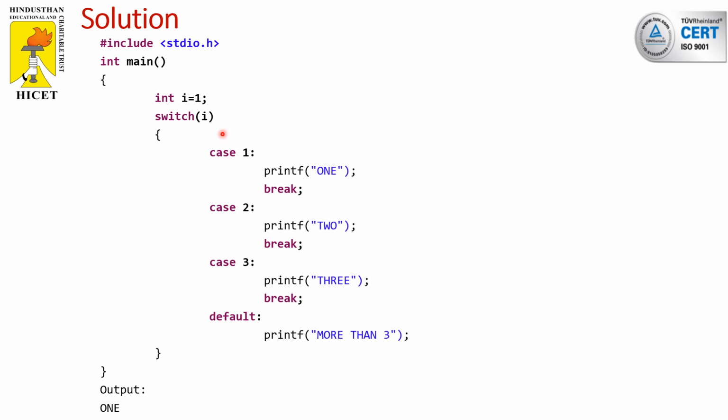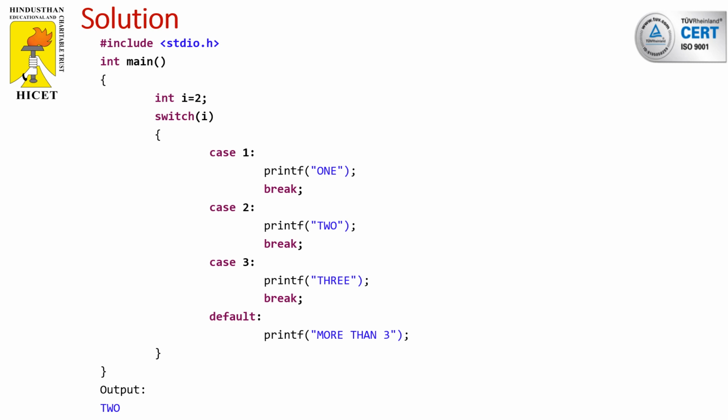So the value of the expression is 1. The value of I is 1. 1 is matched with each case constant in the switch block. So 1 is matched with case 1. The statement inside the case 1 block gets executed, it prints ONE, and the next statement is break. So it comes out of the switch block.